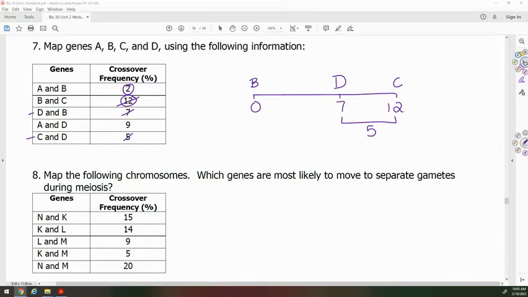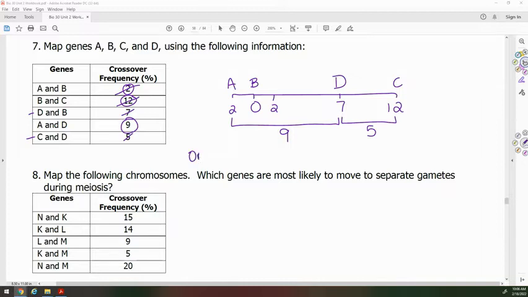Next, A and B are a distance of 2 apart. So that means A can either be above or below B as long as it's a distance of 2 away. Let's look how far it is from D. It's 9 away from D. So that means it's on the other side of B because 7 plus 2 is 9.